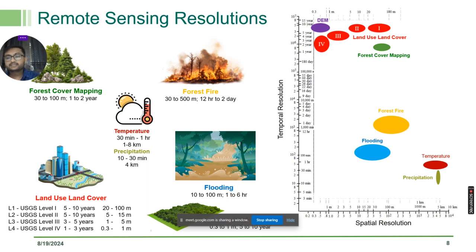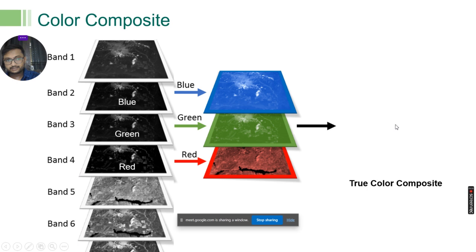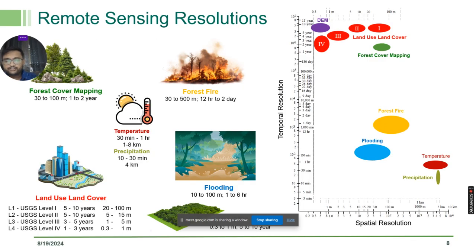Flooding is considered like humans are associated with that, so we need to prepare the response. So for that the temporal resolution is high compared to the forest fire. So I think the concept of different resolutions is clear to you now.